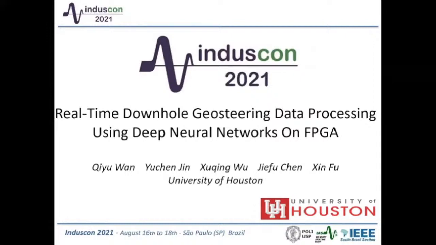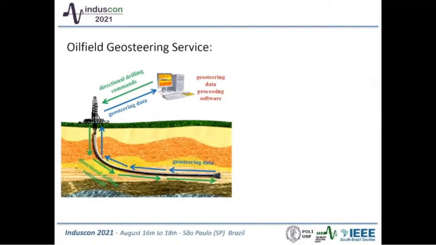In this video, I will introduce our work, Real-Time Downhole Geosteering Data Processing using Deep Neural Networks on FPGA. Geosteering is an essential drilling service of adjusting the well trajectory on the fly to reach a geological target. An efficient and accurate inverse algorithm enables geosteering by using logging data to reconstruct the formation structure.